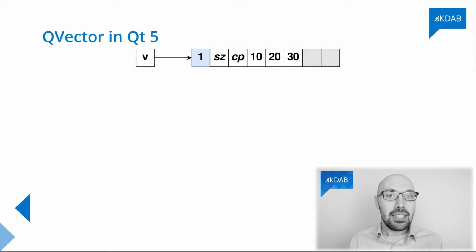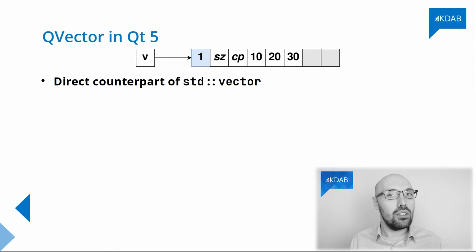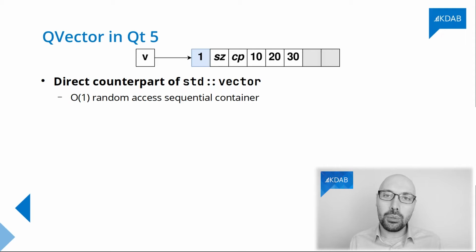So the first class that we're going to discuss is QVector, and specifically QVector in Qt 5. We're going later to see what's changed in Qt 6. And what is QVector in Qt 5? Well, it is the direct counterpart of standard vector. What do I mean by that? It's a container that, yes, it's got implicit sharing and all the Qt goodies on top of it, but in a nutshell, it offers you constant time, random access inside its contents.